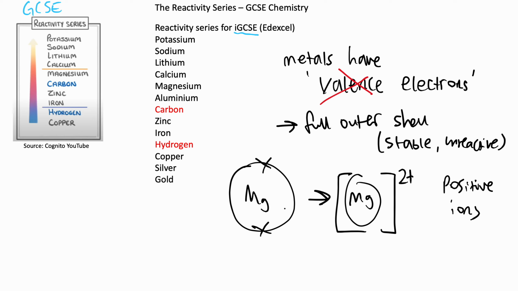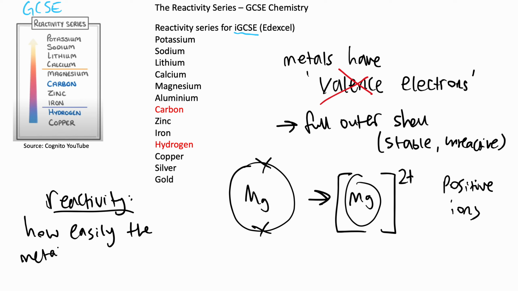And therefore, why was I explaining just basic metals? It's because by the reactivity of a metal, all we mean is how easily the metal forms positive ions. In other words, how easily it can lose electrons, or how easily the metal reacts with other substances.